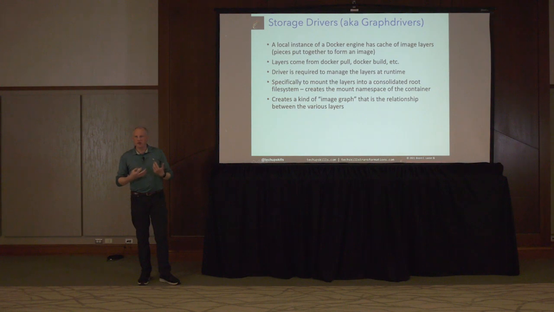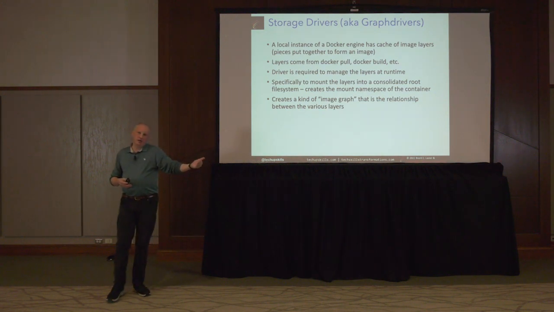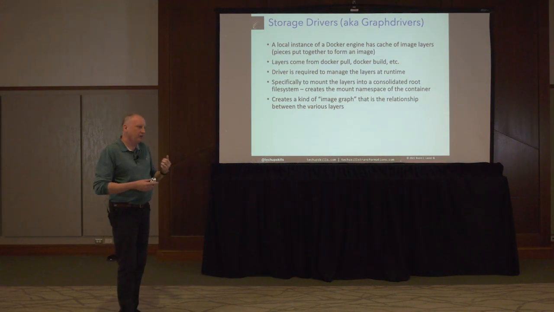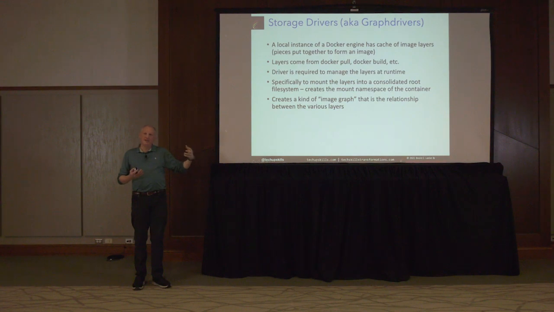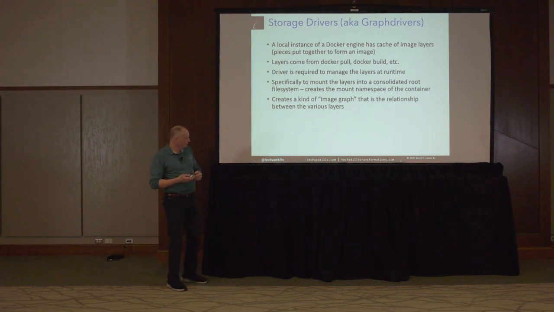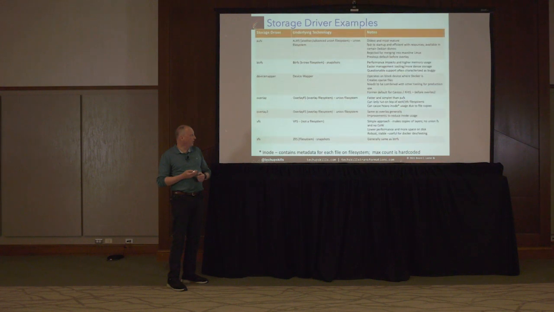Layers come from Docker pull, Docker build, and so forth. When we do a Docker pull, we're getting an existing image down, we're getting all the layers associated with that image, and they're stored as separate pieces in var lib docker, in the operating system's area. If we do a Docker build, we may create new layers because we're executing an instruction that may result in a new layer that's stored out there. When we go to put the images together, the storage driver helps to combine everything, manage this, and pull it together. So it creates an image graph.